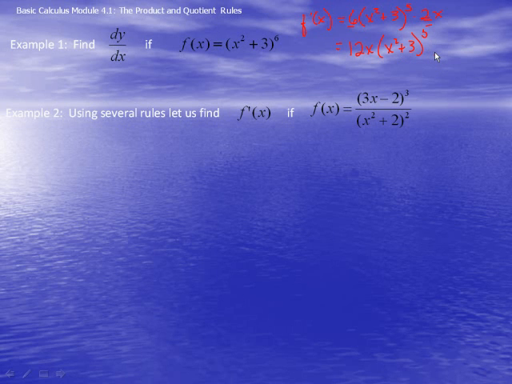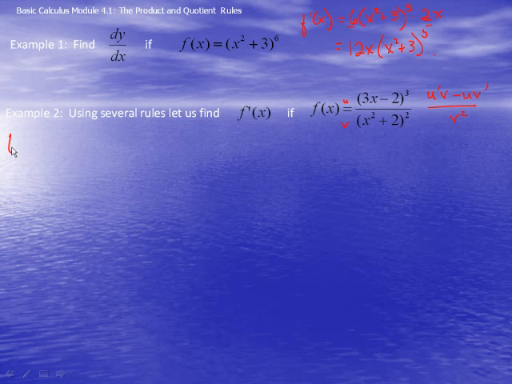In example 2, we're going to use several rules. If you look, we're going to be using the quotient rule, which is u prime v minus u v prime all over v squared. And we're going to let this be u and this be v.